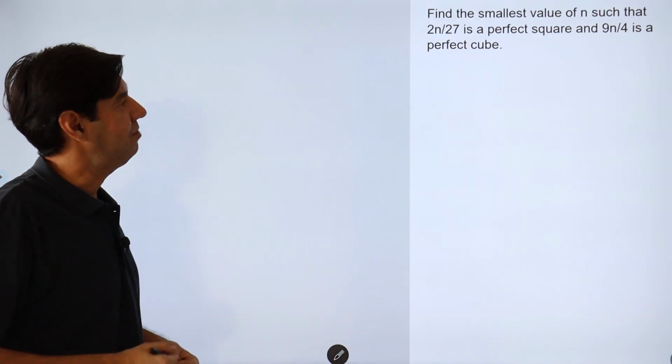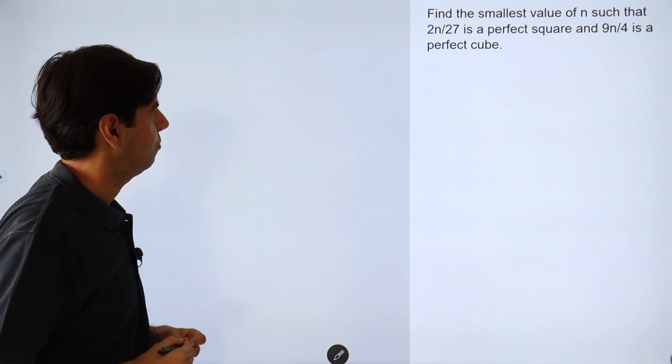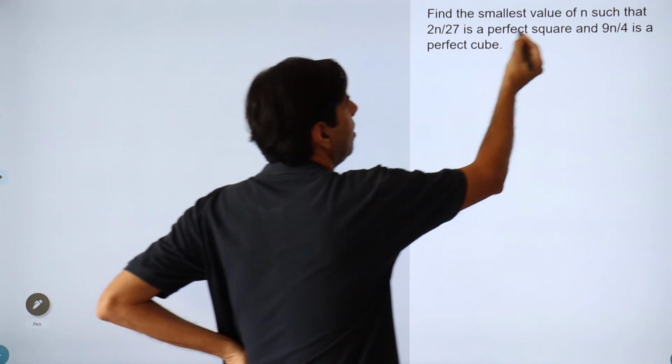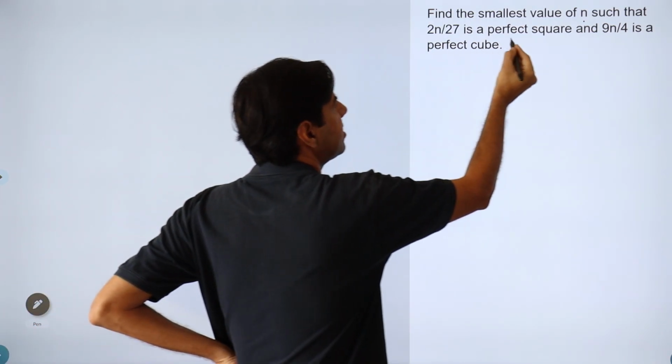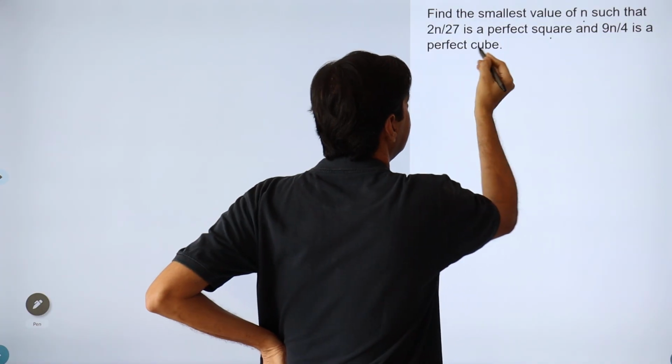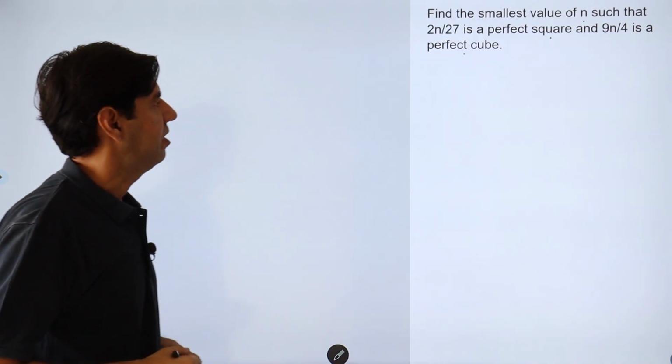Let me directly go ahead with today's doubt question. Find the smallest value of a number n such that 2n by 27 is a perfect square and 4n by 9 is a perfect cube.